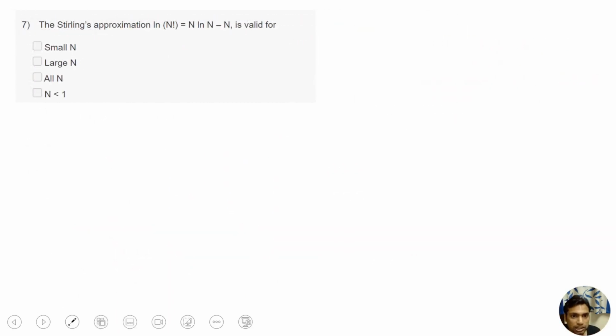What about this? The Stirling approximation is valid for? It's for all n, right? All n. No, it cannot be all n, right? For example, if you take n equal to 1, yeah, put n equal to 1, is it true?